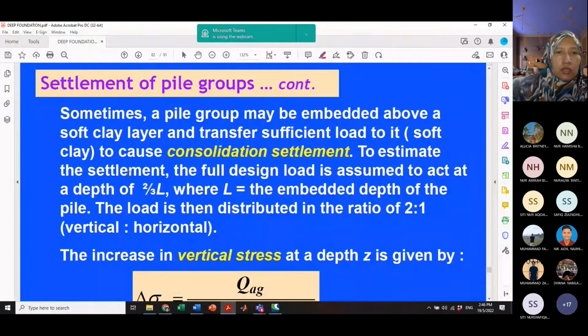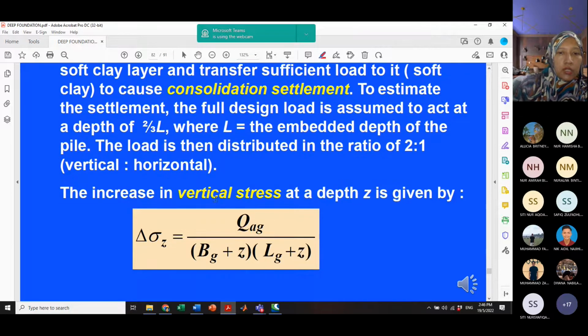Okay, for the settlements, sometimes a pile group may be embedded above a soft clay layer and transfer sufficient load to it to cause consolidation settlement. To estimate the settlement, the full design load is assumed to act at the depth of 2/3 L, where L is the embedded depth of the pile, and the load is then distributed in the ratio of 2 to 1. So the increase in vertical stress at the depth Z is given by Q allowable, the ultimate bearing capacity of the pile group QAG, divided by (PG plus Z) times (LG plus Z).